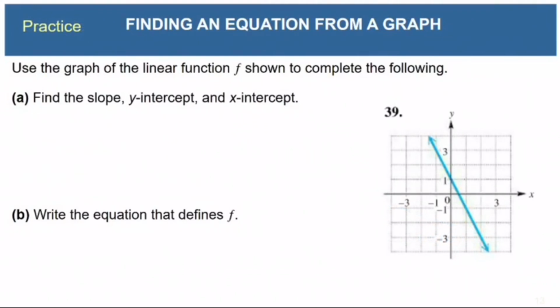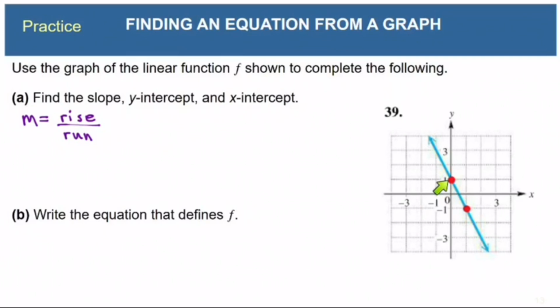As always, here is the practice problem for you to try on your own. So pause the video and try this one by yourself. If you've had a chance to do that, now let's go through it together. So first it says find slope, y-intercept, and x-intercept. Remember, slope is rise over run. So I'm just going to choose 2 points on the line. I chose these 2 that have nice whole number values that we can use.